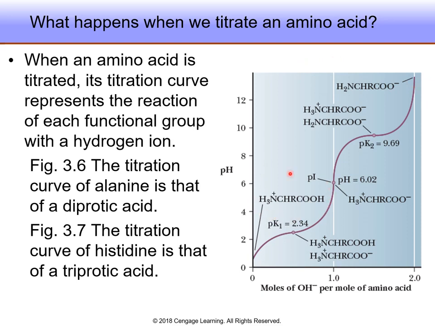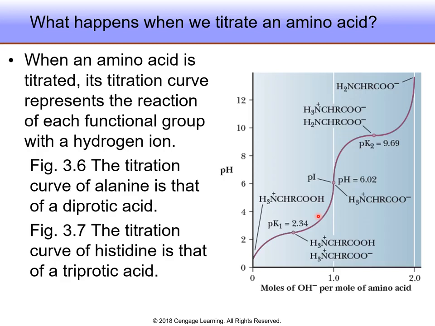So we start with the fully protonated form, then the isoelectric form, then the anionic form, as you can see here. Now we call this the inflection point, as you remember from the previous chapter. So alanine has 2 pKa values, so it has 2 inflection points.